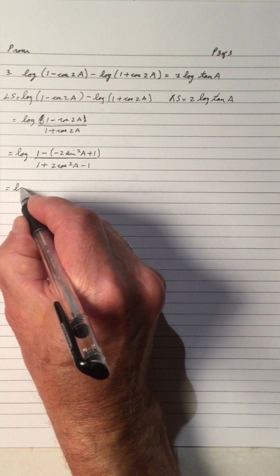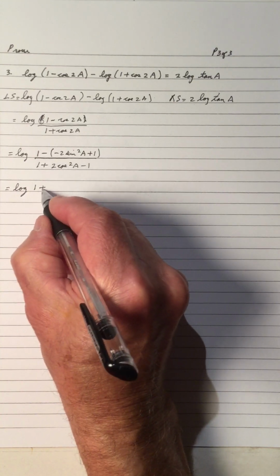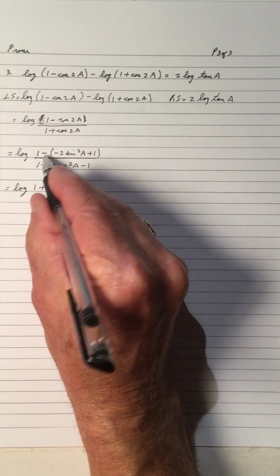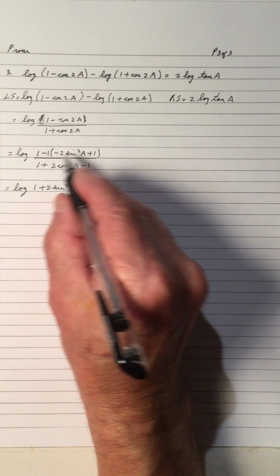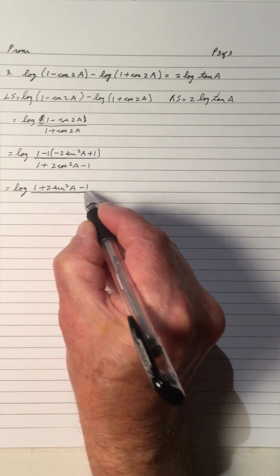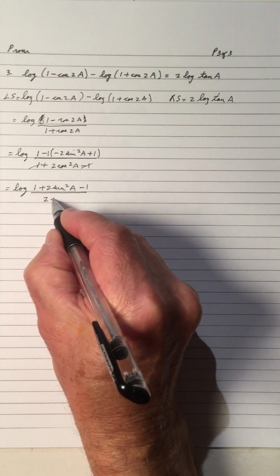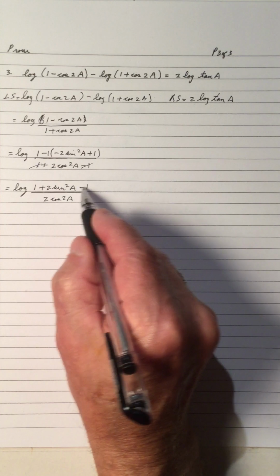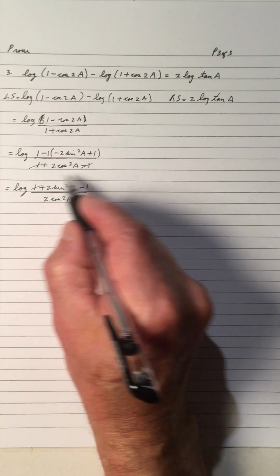So let's continue. Let's simplify the top. A subtraction makes it a positive. So that's negative 1 times negative 2 is positive 2. Negative 1 times positive 1 is negative 1. And we simplify this. That's the plus and that's the minus. So that gives us 2 cos squared A. And also, right now, that's a plus and that's a minus, so they cancel out.